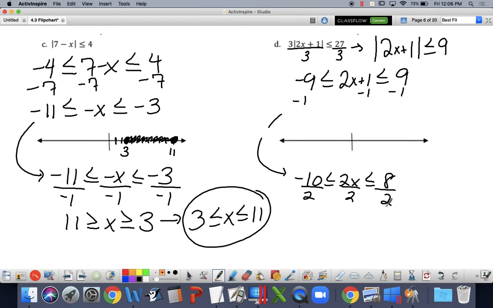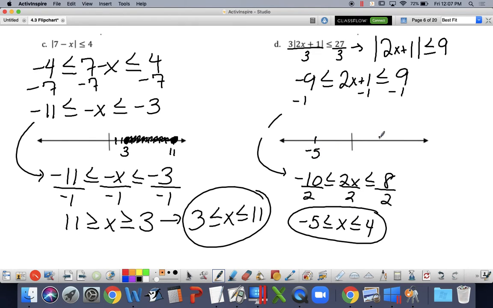Anybody notice anything about this example? It's pretty similar to the one right above it. So the first thing I have to do is isolate my absolute value. So before I even set up my compound inequality, I've got to divide by 3. Then I can go ahead and set up my compound inequality. Subtract 1, divide by 2. I get that x is greater than or equal to -5 and less than or equal to 4.